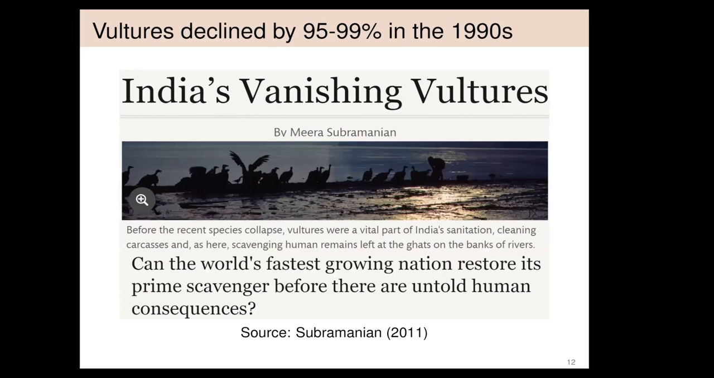Unfortunately, in the 90s, the population of a species that belongs to the Gyps genus declined by 95 to 99% within just a few years. During that time, no one fully understood why. Everyone recognized very quickly that they were declining, and within just 3, 4, 5 years, they went from a very large population size to a mere shadow of its past self.